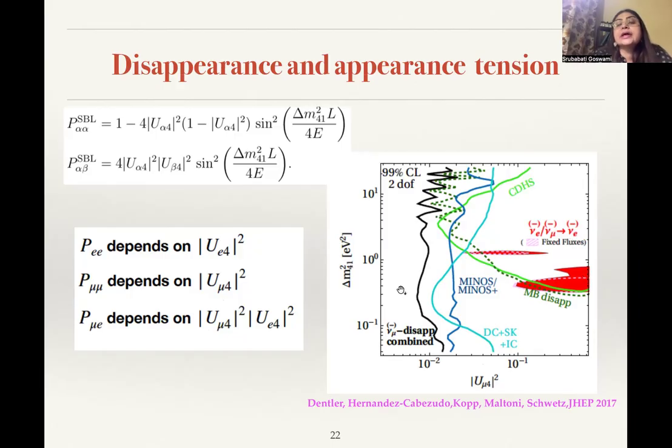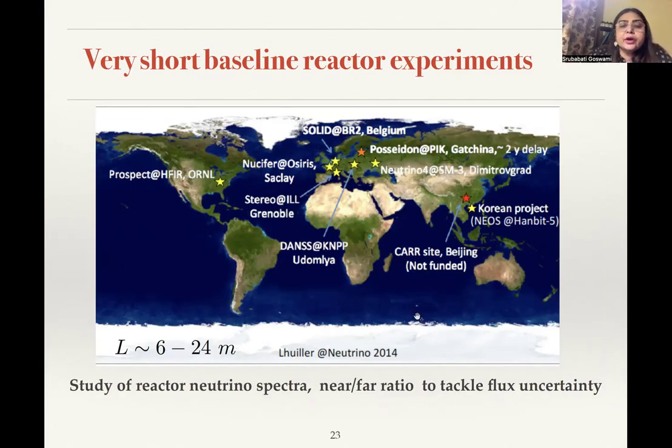So what we can see is that the disappearance and appearance results have a severe tension, and the combined disappearance results rule out the allowed region from the LSND and MiniBooNE experiments. This problem became more severe with MINOS and MINOS plus, and then this is also IceCube and SK. The atmospheric neutrino experiments can also measure this sterile neutrino content, and they also found this kind of a region from their disappearance channel. So this was the situation. Now, as I said, there are also reactor experiments, and many short baseline reactor experiments were planned for testing this.